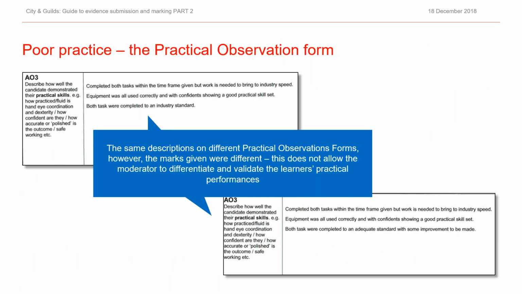Here are two excerpts from practical observation forms. Both of these came from the same centre. Not only are they not detailed enough, they describe the performance in a very similar way, but the marks in Assessment Objective 3, seen on the candidate record form, were very different. As you can imagine, this does not allow the moderator to differentiate and validate the marks given to the learner's practical performances.